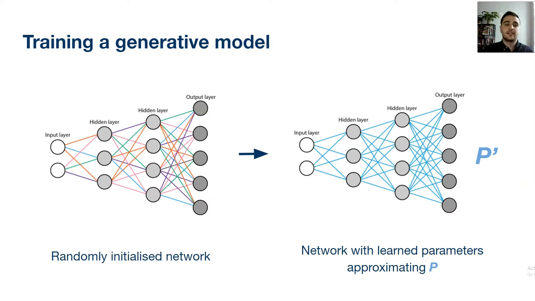So if we look at these two diagrams, on the left we have a generative model, a feed-forward model, that is initialized with random parameters. On the right is a trained model, so once we've trained it on the data, we found the best set of parameters that best approximate the data distribution P.